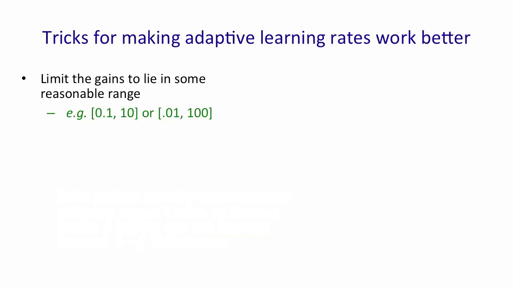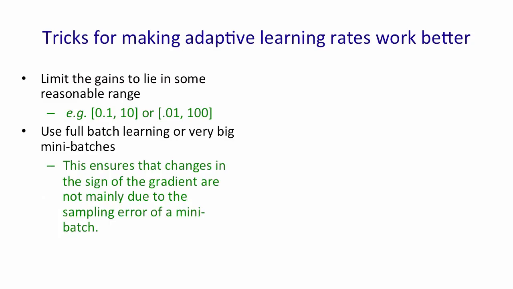There are a number of tricks for making the adaptive learning rates work better. It's important to limit the size of the gains. A reasonable range is 0.1 to 10 or 0.01 to 100. You don't want the gains to get huge, because then you can easily get into an instability and they won't die down fast enough and you'll destroy all the weights. The adaptive learning rates were designed for full batch learning. You can also apply them with mini batches, but they better be pretty big mini batches. That'll ensure that the change in signs of gradients aren't due to the sampling error of mini batches. They really are due to going to the other side of a ravine.